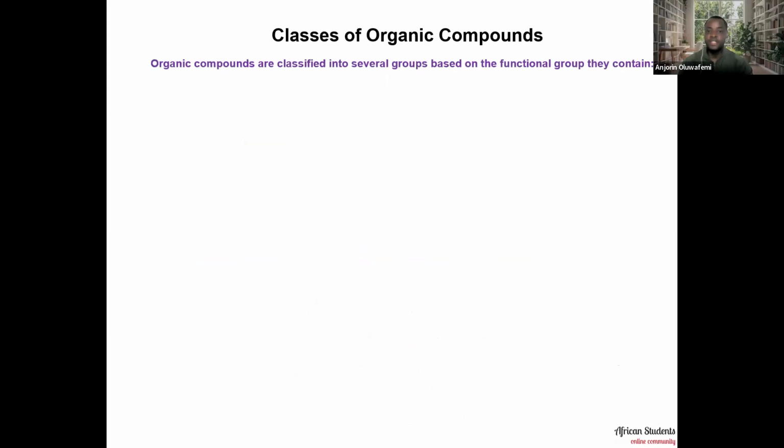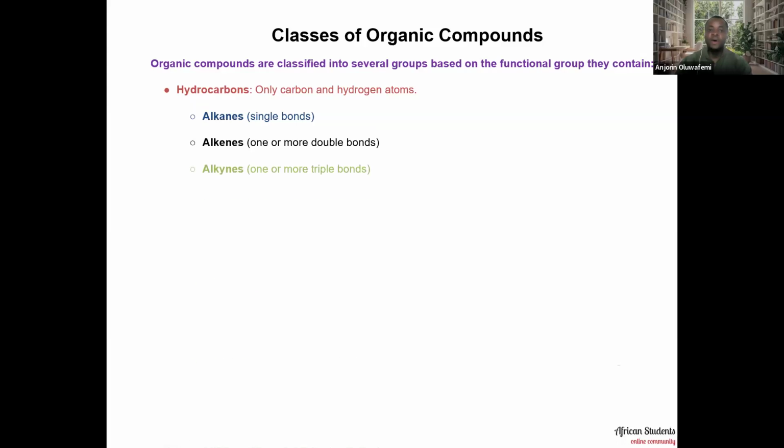Organic compounds are classified into several groups based on the functional group that they contain. So we can have hydrocarbons, which contain only carbon and hydrogen atoms. Under hydrocarbons, you can have alkanes, which have single bonds; alkenes, with one or more double bonds; and alkynes, with one or more triple bonds. So these all fall under hydrocarbons.